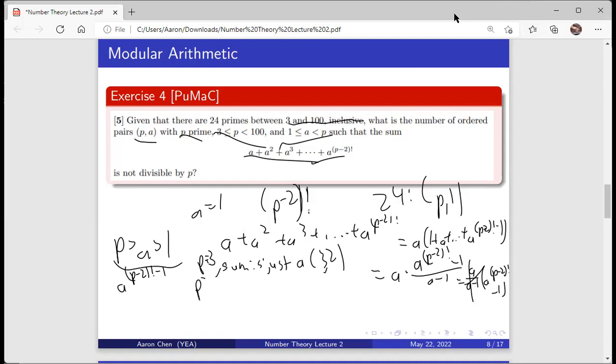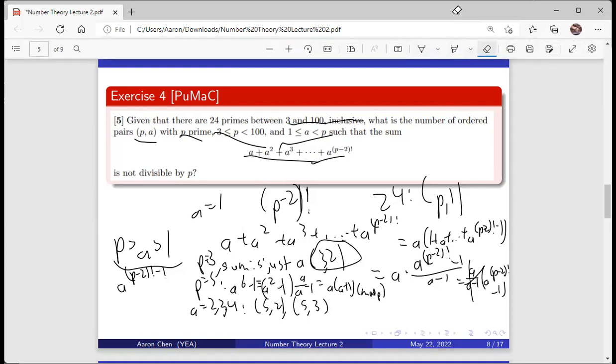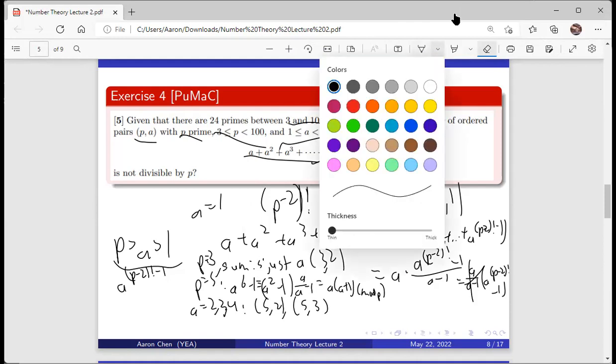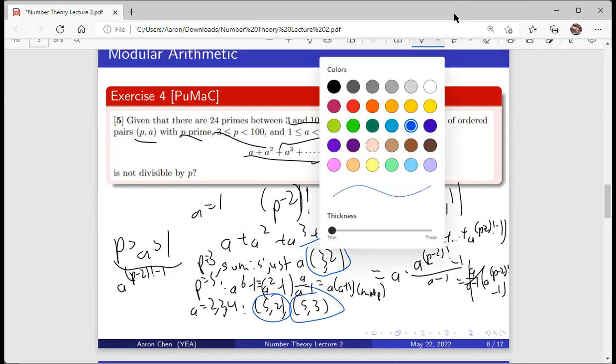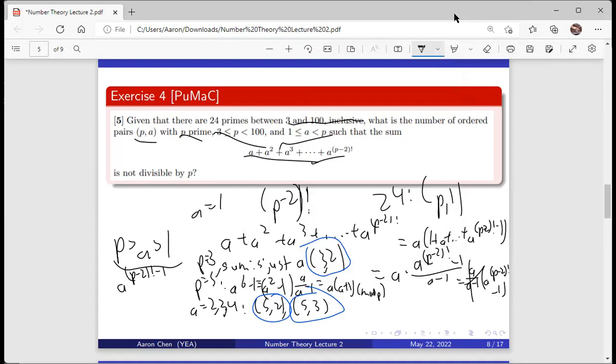And so next, if P is equal to 5, then the sum is A to the 6 minus 1, congruent to A squared minus 1. And if we multiply this by A over A minus 1, this is equal to A times (A plus 1) mod P. And so if we plug in A equals 2, 3, 4, we get the solutions (5, 2) and (5, 3). So far, those are our solutions.